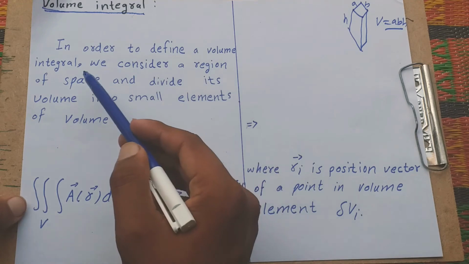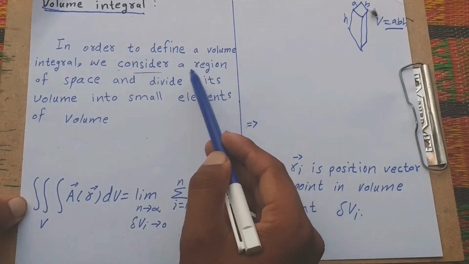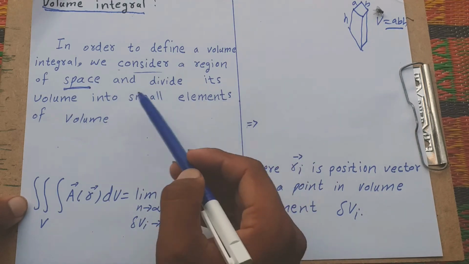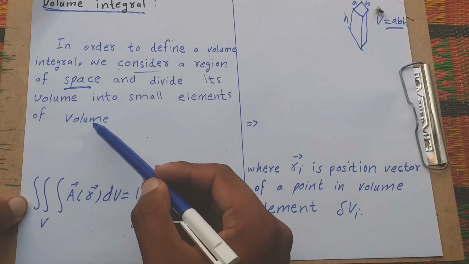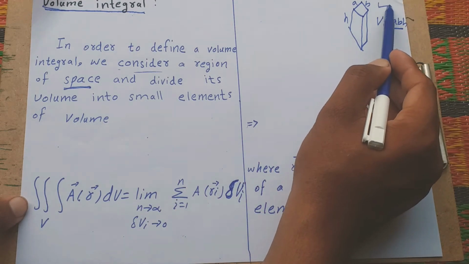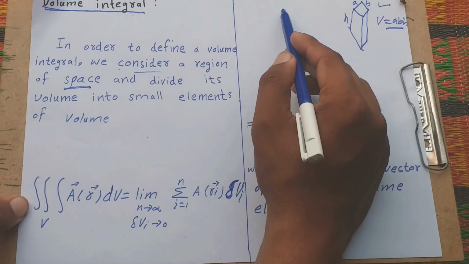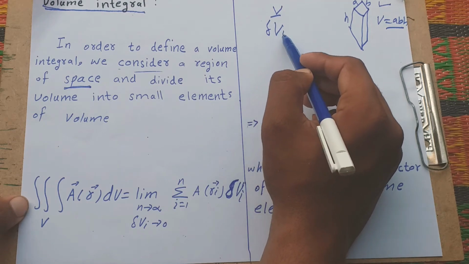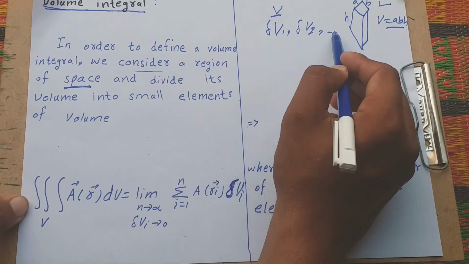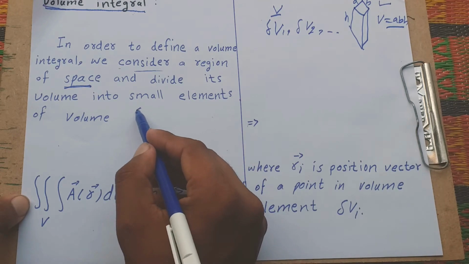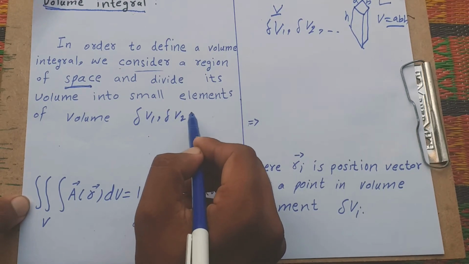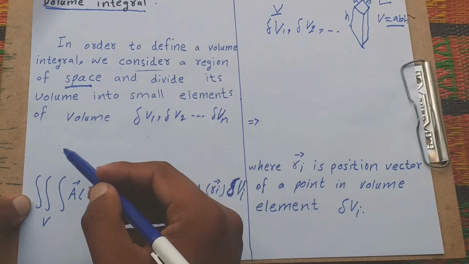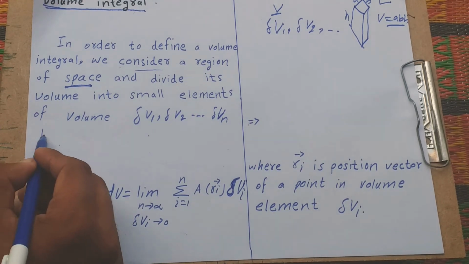In order to define the volume integral, we consider a region of space in three dimensions and divide its volume into small patches of volume. This is the total volume, divided into small patches. For example, the total is V, divided into small patches like delta V1, delta V2, and so on up to delta Vn.